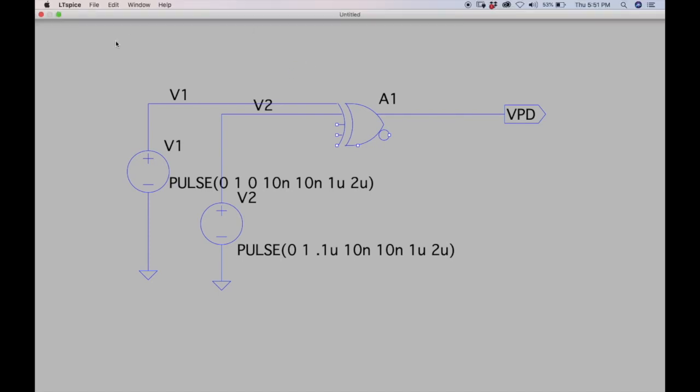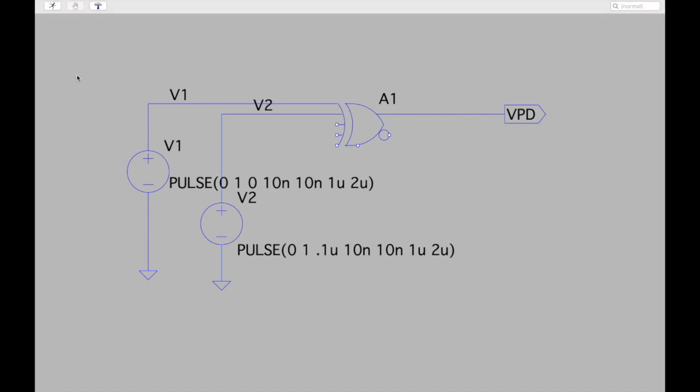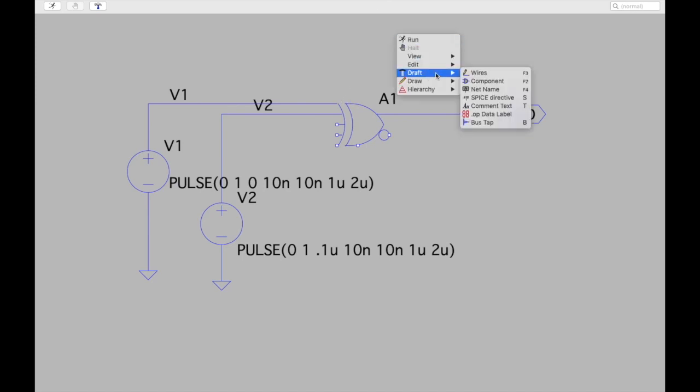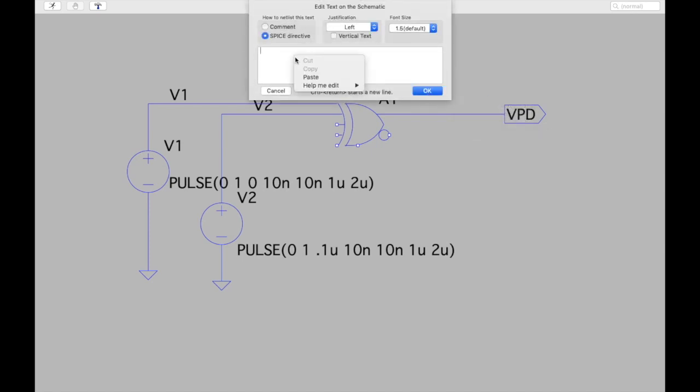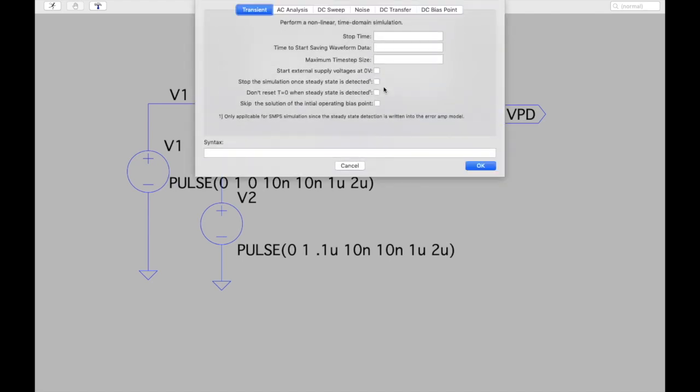So what we'll do is that we need to do a transient simulation. Okay, so right click and maybe draft spice directive, then again right click here, help me edit analysis command. So I'm going too fast. If you have an issue, you can always pause the video and rewind it and see it again. So transient analysis we are going to do. Our time period is 2 microseconds, so if I want to see maybe 4 cycles, I should make it 8 microseconds.